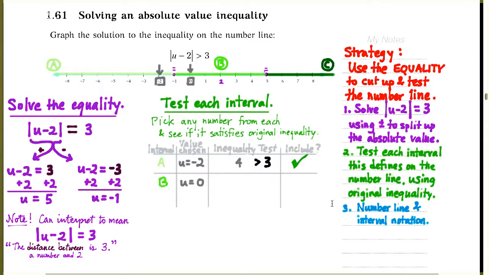What about piece B? Let's choose a convenient number inside of the interval from -1 to 5. Let's choose 0. 0 is always a nice one to work with if you can get away with it.